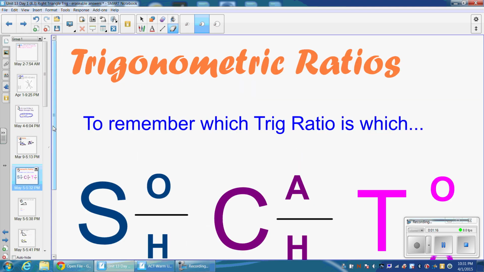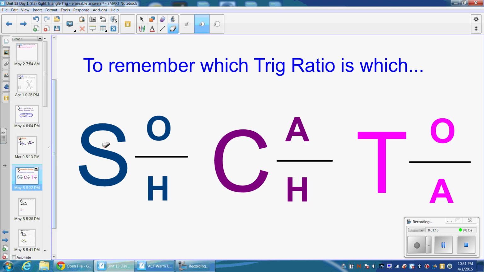All right, so you should be familiar with SOHCAHTOA. Sine is the opposite over the hypotenuse, and cosine is the adjacent over the hypotenuse. And the last one is tangent, which is the opposite side divided by the adjacent side. So it's a ratio that you're setting up. And I like to write it like this, even though it's one big word, SOHCAHTOA.